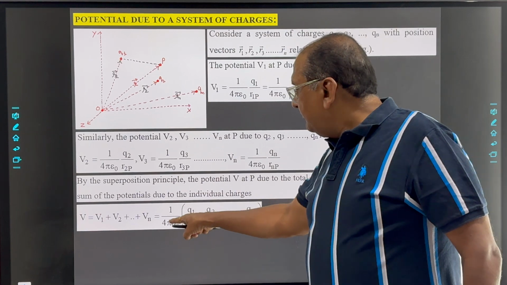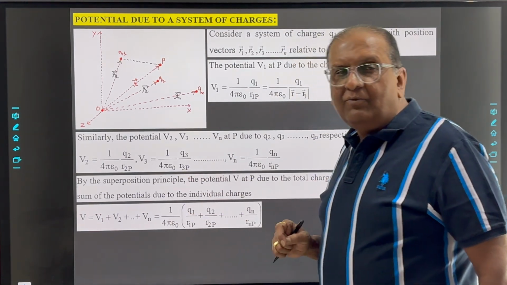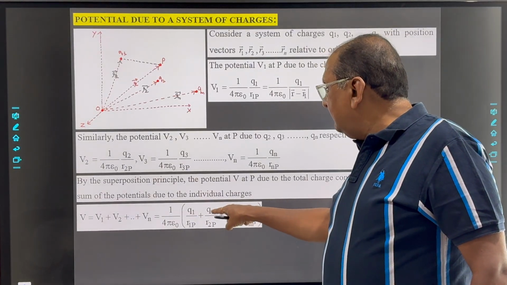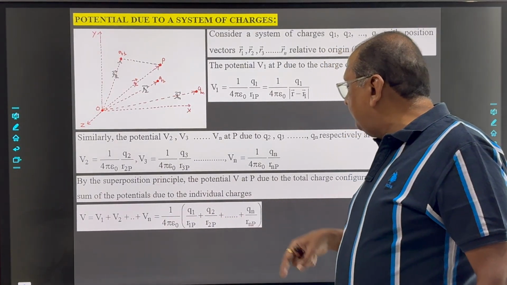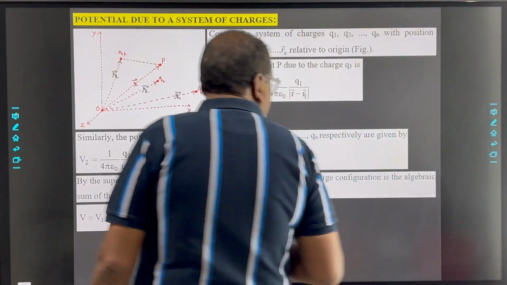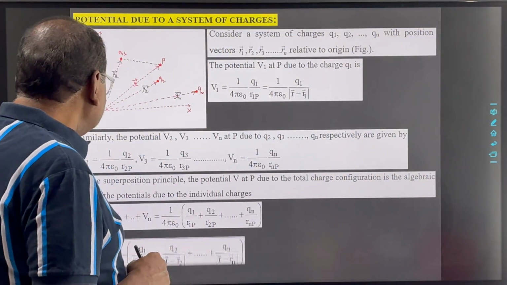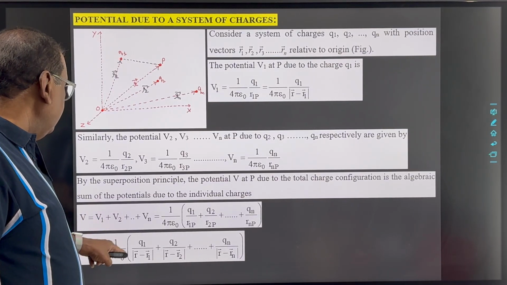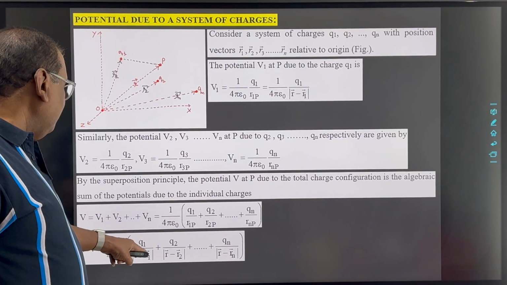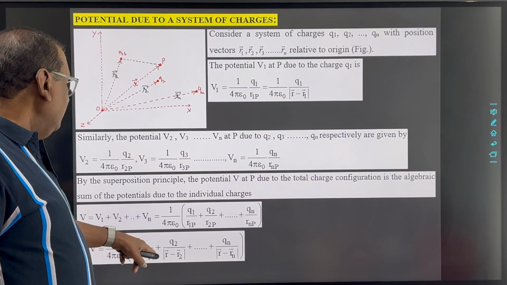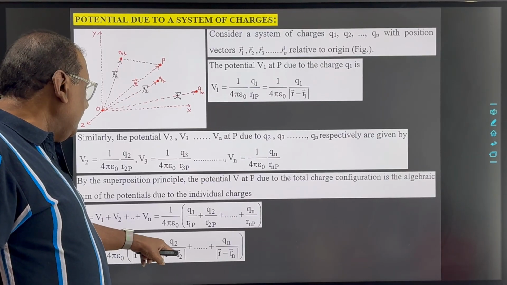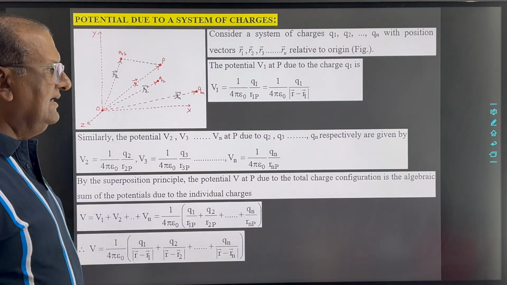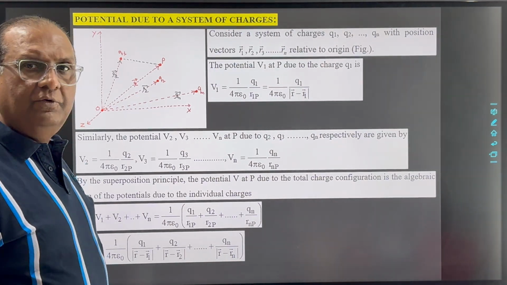Now we can take 1 upon 4 pi epsilon 0 common from all these potential equations. So we will get Q1 upon R1P plus Q2 upon R2P up to Qn upon RnP. So we can write V equal to 1 upon 4 pi epsilon 0 times Q1 upon magnitude R minus R1, plus Q2 upon magnitude R minus R2, plus up to Qn upon magnitude R minus Rn. Clear to all of you?